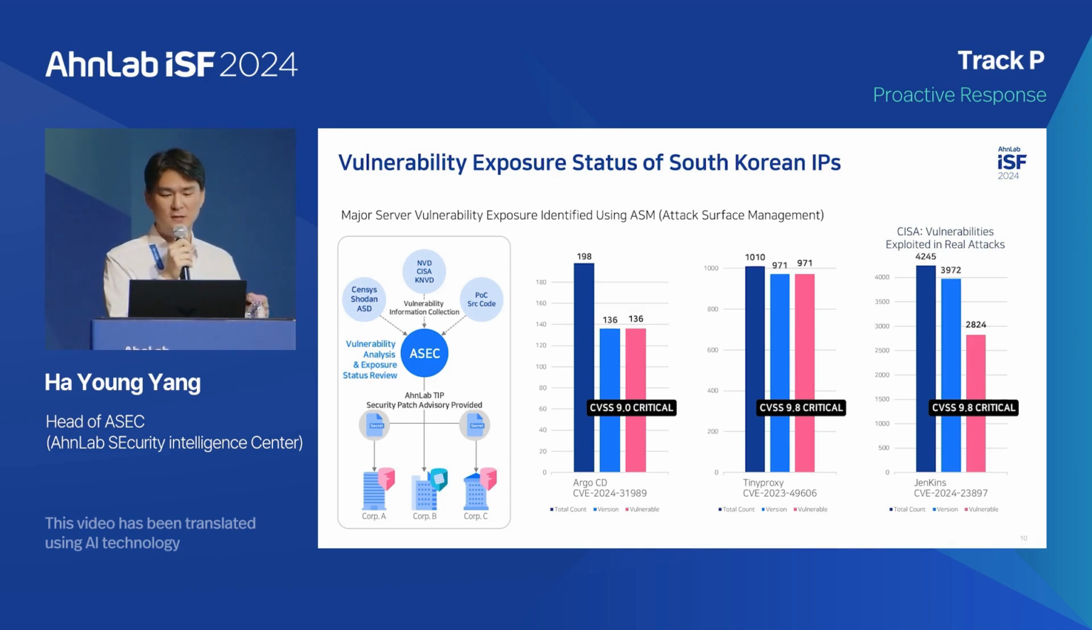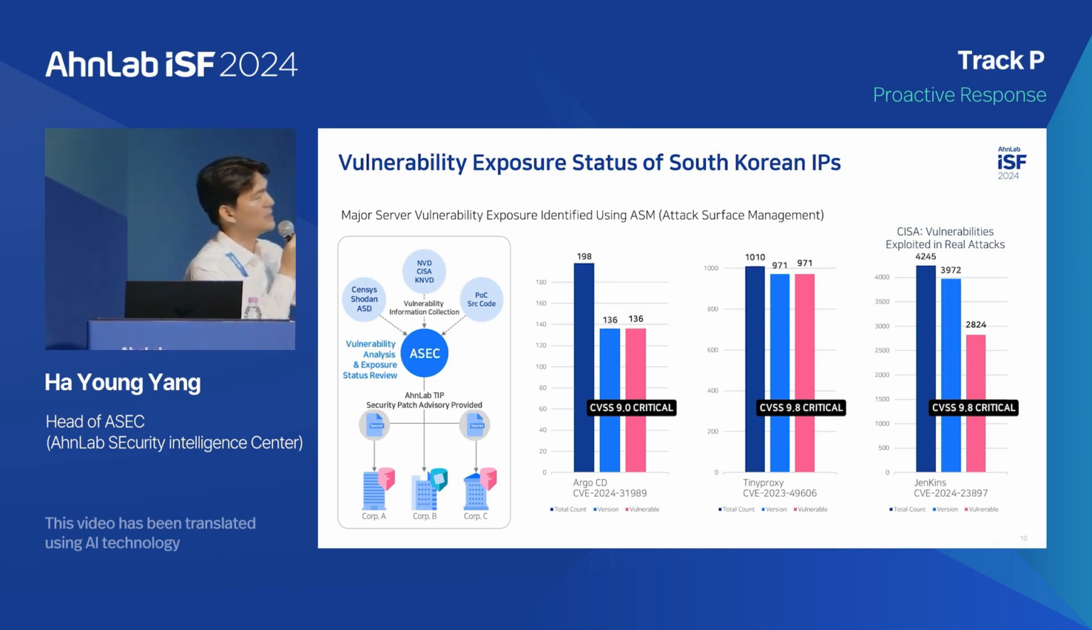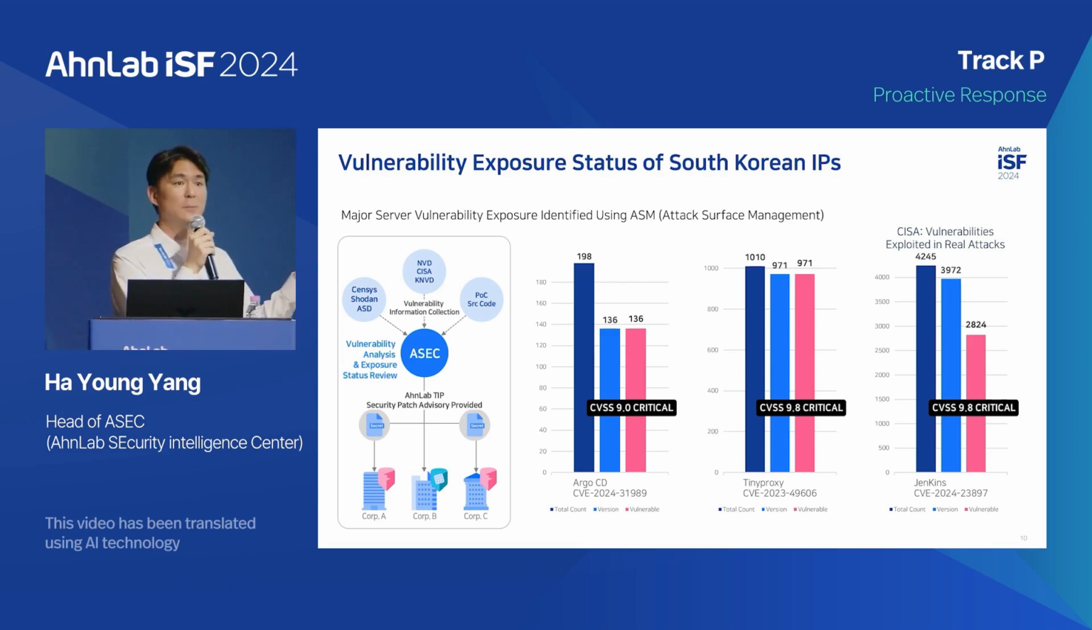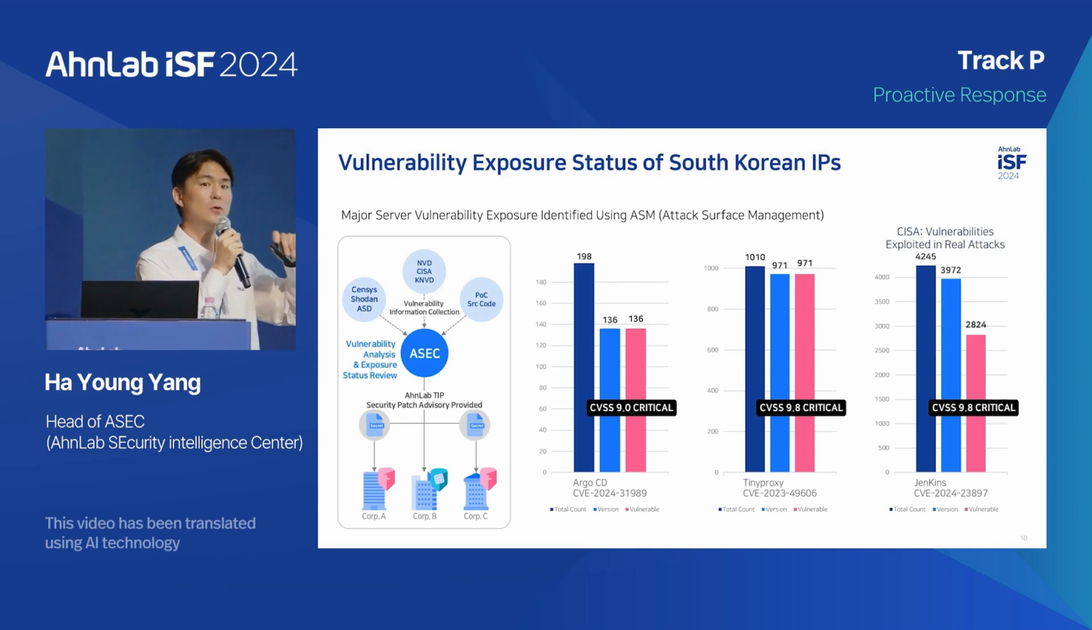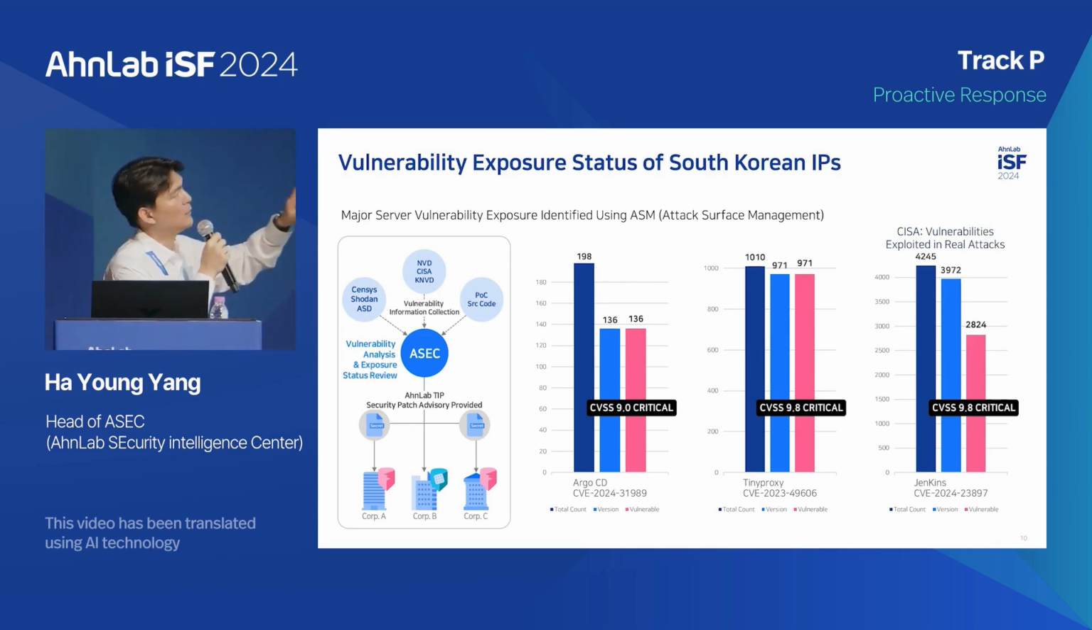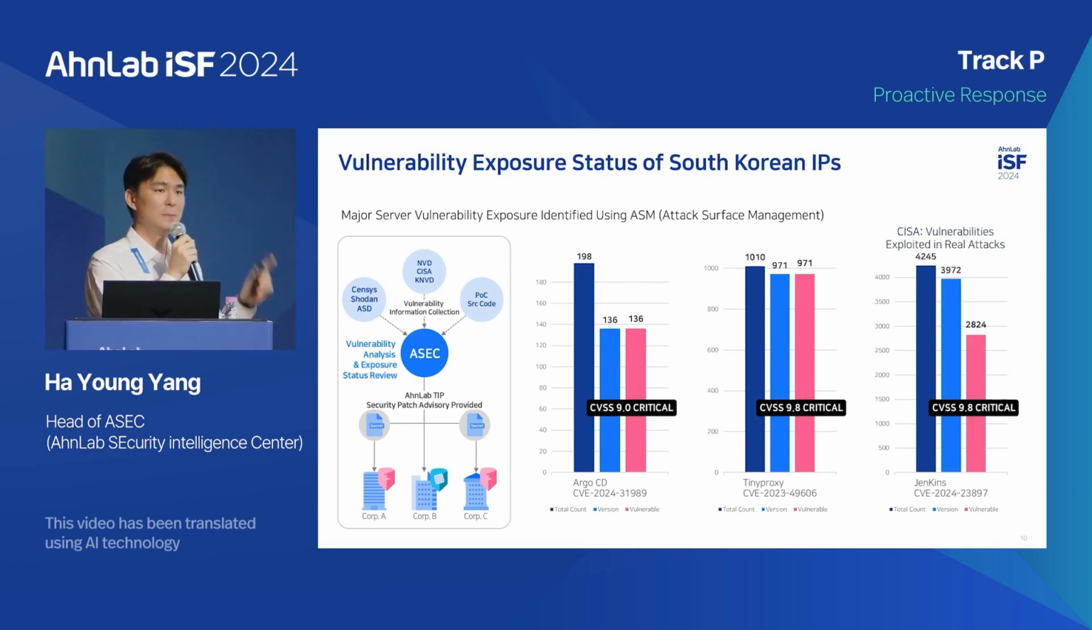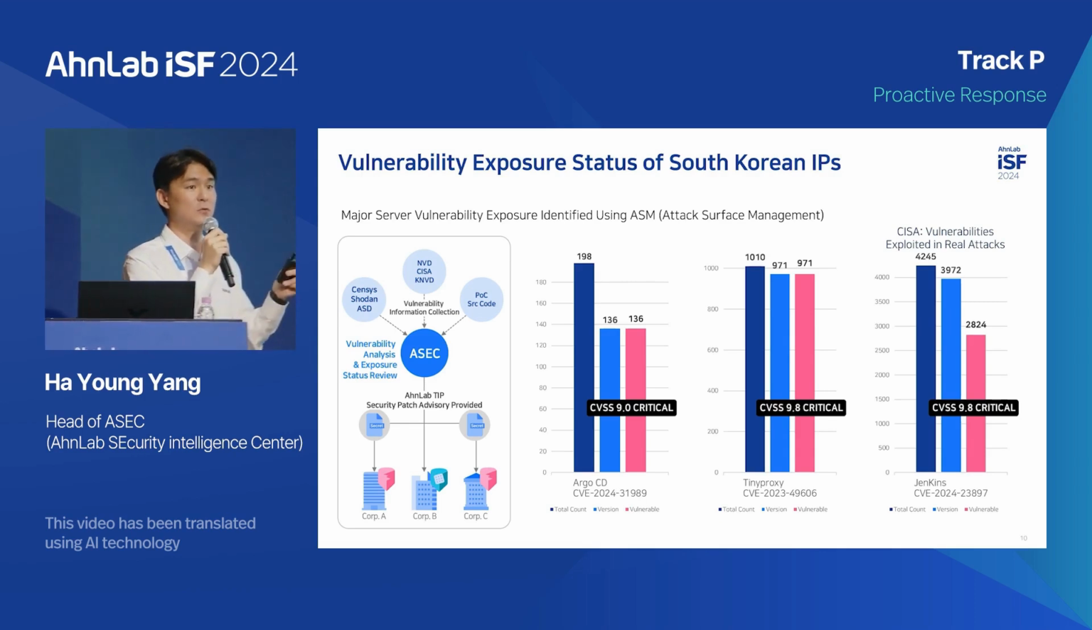This is the result of scanning domestic IPs using several vulnerabilities that were exploited in actual attacks mentioned by CISA. The blue on the far left represents the number of IPs using the corresponding software. The pink one on the far right represents the IPs that are using the actual vulnerable version.